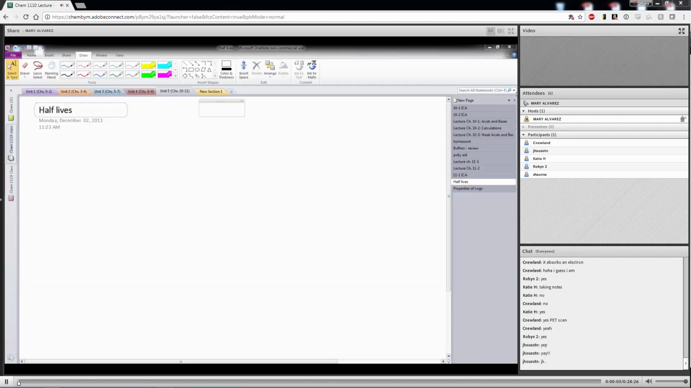Okay. So half-lives are a way to describe the rate at which a radioactive compound will naturally decay, and decays exponentially at a rate that we call a half-life. So one half-life is the amount of time it takes for half of a radioactive sample to decay.